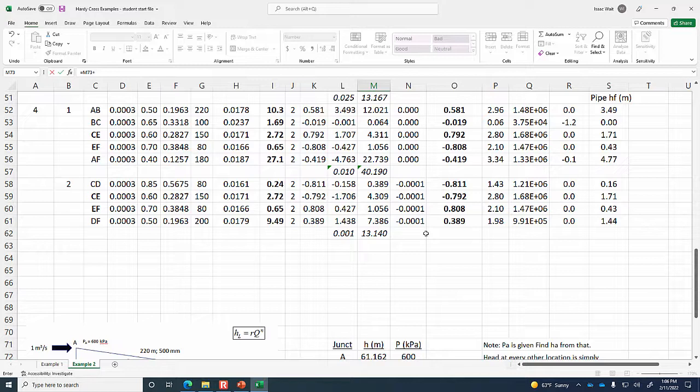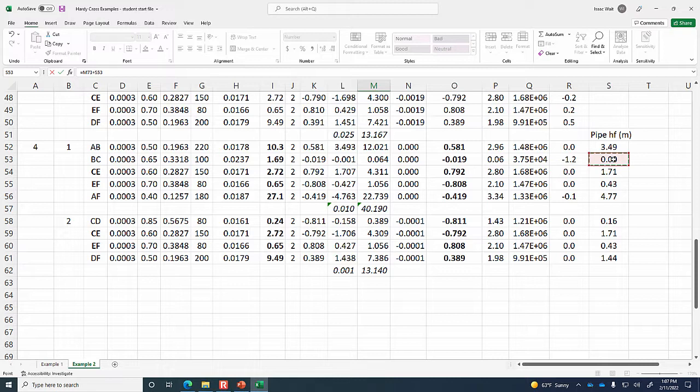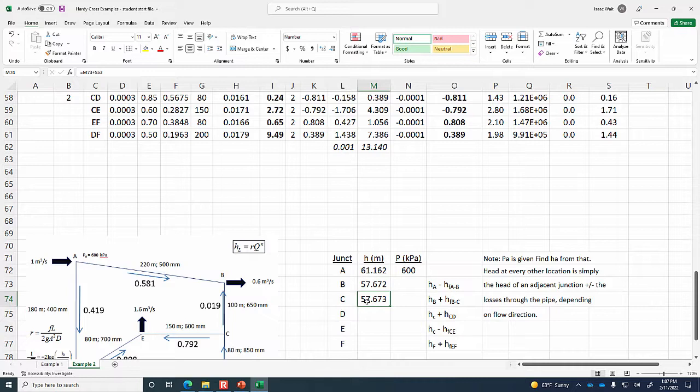So I'm going to look for where is the BC. So plus, there's very little loss through that pipe because there's very little flow going through BC. So it's almost the same. You can see there's a thousandth of a meter difference in the head.